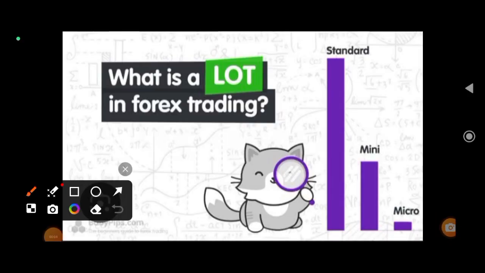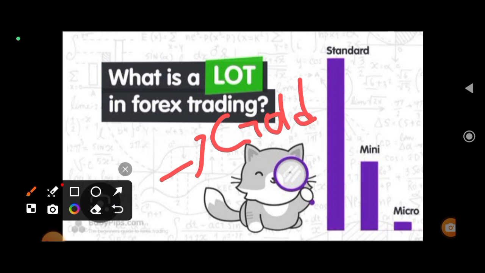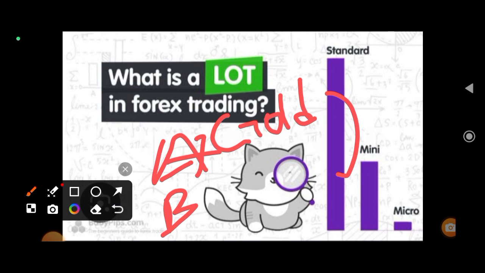So guys, what is lot in forex trading? It's very simple. Lot is simply the measure of volume. Let me explain that. Let's say I buy gold. Let's say Mr. A buys gold at the same time as Mr. B. They both bought gold, right?